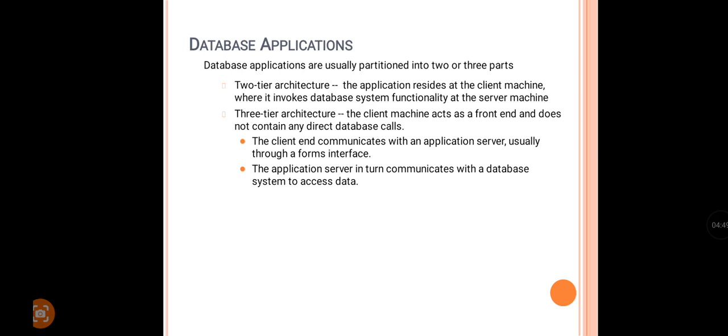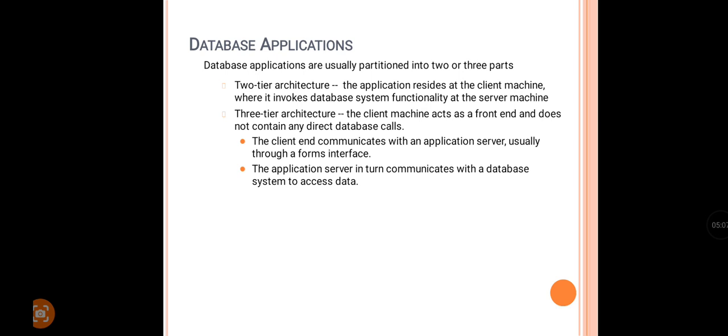So next one is database applications. Database applications are usually partitioned into two or three parts. In a two-tier architecture, the client application communicates directly with the database server. For example, a desktop application installed in an office directly connects to the database and retrieves the data.